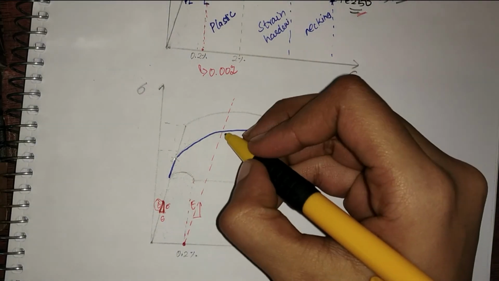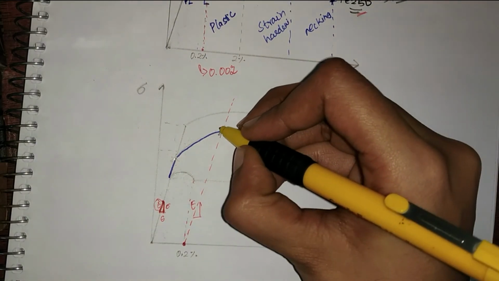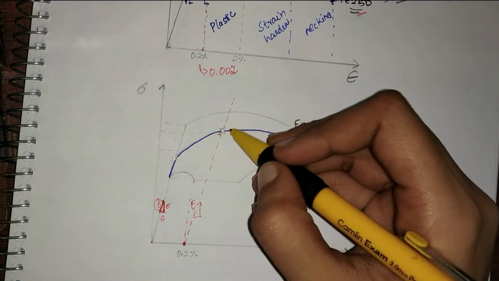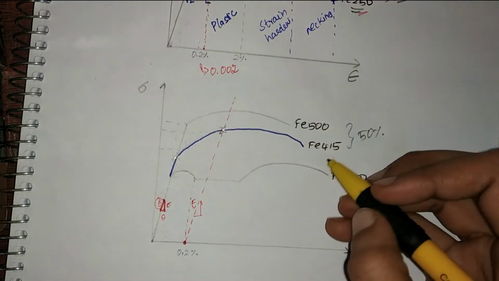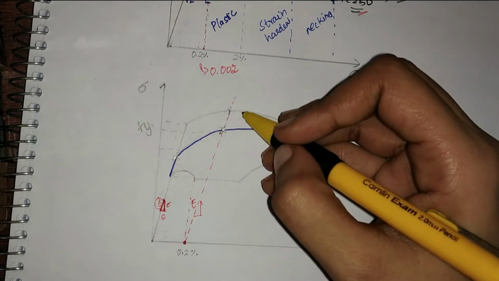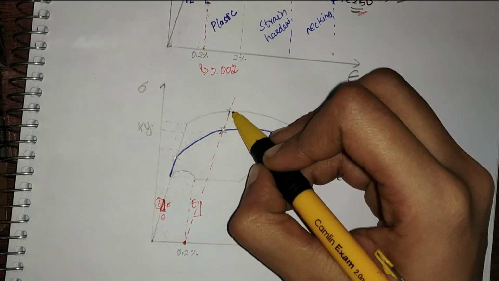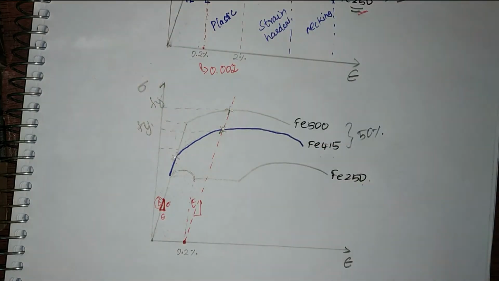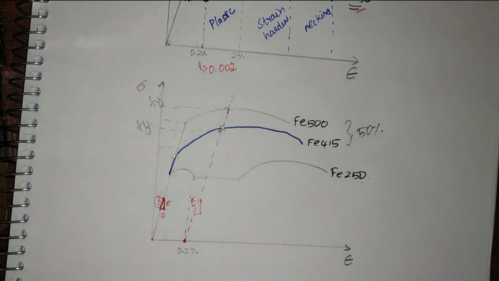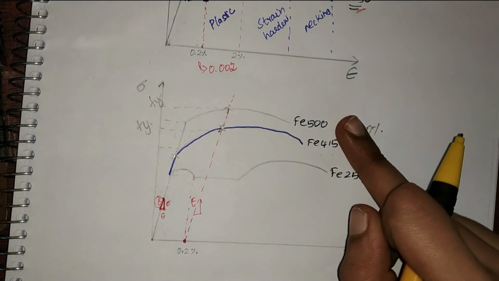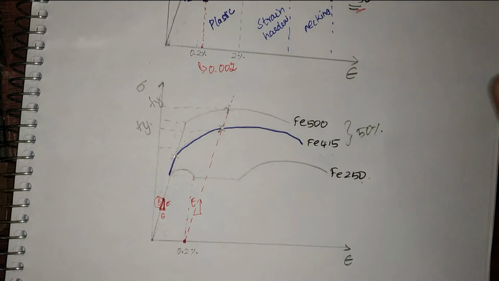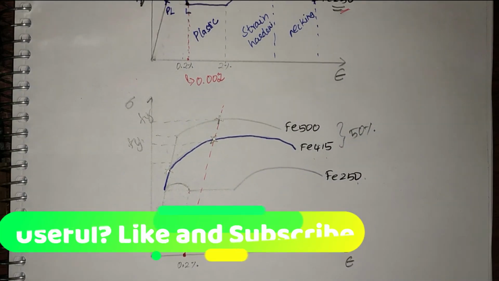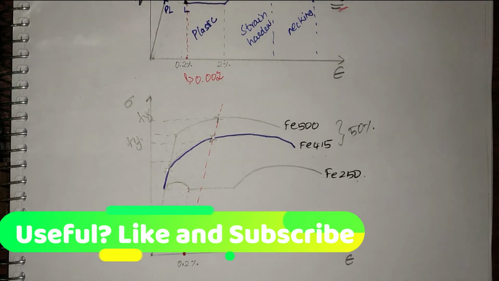So now the point which coincides with this line, the corresponding stress which coincides with this point will give me Fe415's yield strength, and the corresponding stress which coincides with that of this point will give me the yield strength of Fe500. So this is how we'll find the yield stress of Fe415 and Fe500, and there aren't many questions asked in this topic till date. We can expect questions from this topic in future.